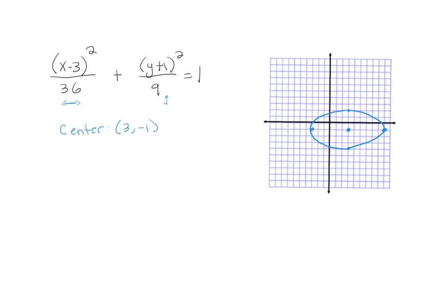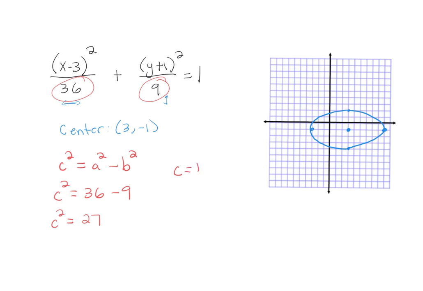And then if we're going to graph the foci, we need to do our little formula. So c squared equals a squared minus b squared. Here's where we get our a and our b, and a comes from the larger number. So c squared equals a squared is 36 and b squared is 9. So c squared equals 27. So c is plus and minus the square root of 27, which is about 5.2.